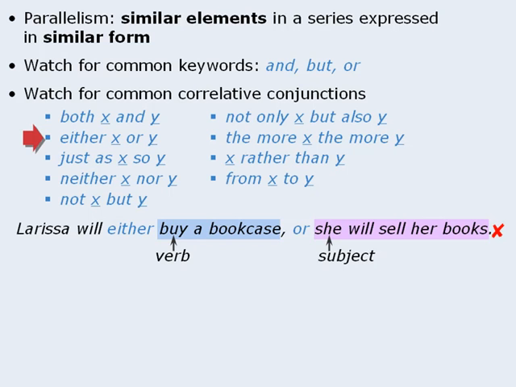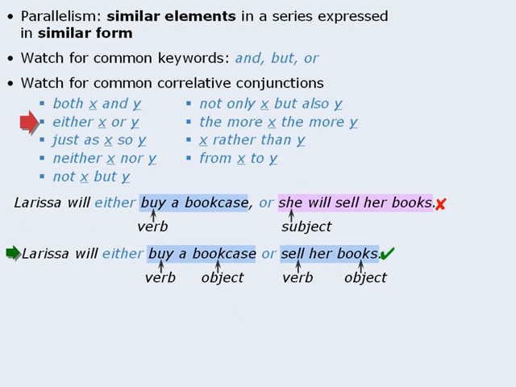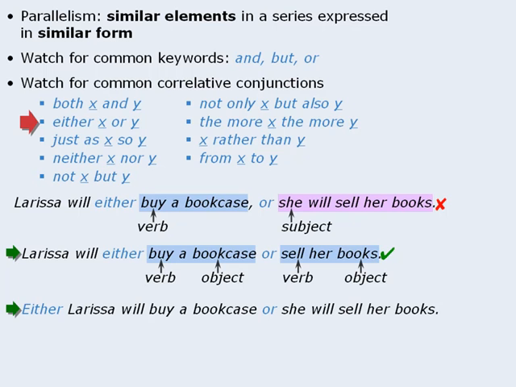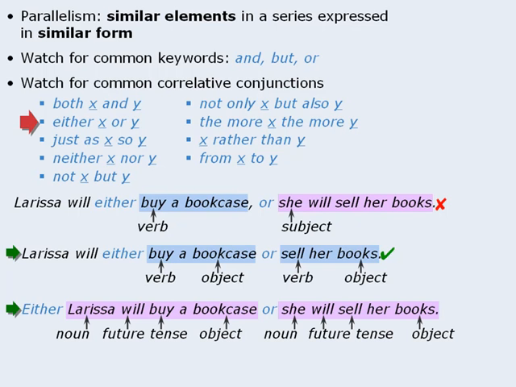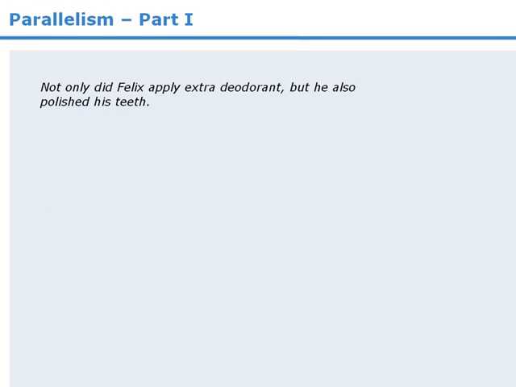Now, there are several different ways to correct this. One option is to write Larissa will either buy a bookcase or sell her books. Here the two parts that follow either and or have parallel structure. Another way to correct this is to write either Larissa will buy a bookcase or she will sell her books. Once again, the two parts that follow either and or have parallel structure. In the first part, we have the subject, then a future simple verb, and then some object, and in the second part, we have the same form. Alright, let's remove all of this text and try another one.